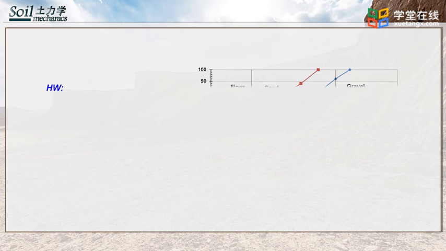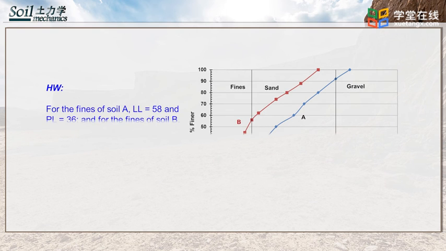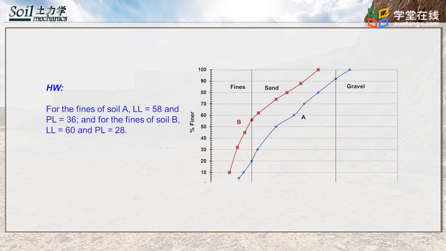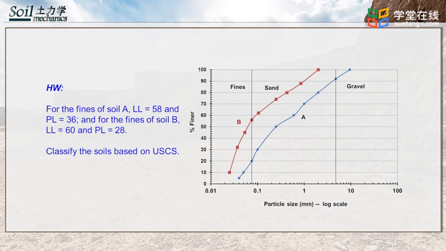A homework problem is left for you. For the fines of soil A, it is known that the liquid limit equals 58 and the plastic limit equals 36. And for the fines of soil B, given that the liquid limit equals 60 and the plastic limit equals 28, you are required to classify the soils based on USCS.